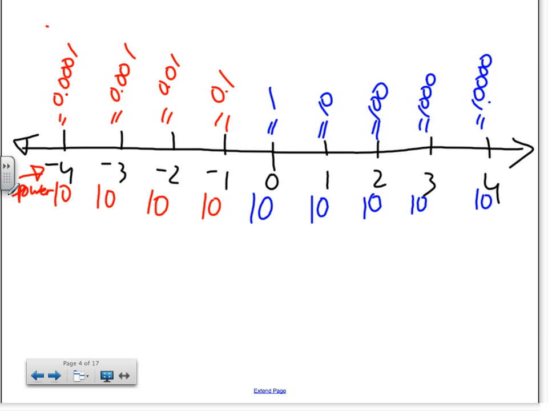We also know that 0.1 can be written as a fraction, which is what? 1/10. What about 0.01? 1 over 100. This? 1 over 1,000. This? 1 over 10,000. Wait a minute. I want you to see something here.